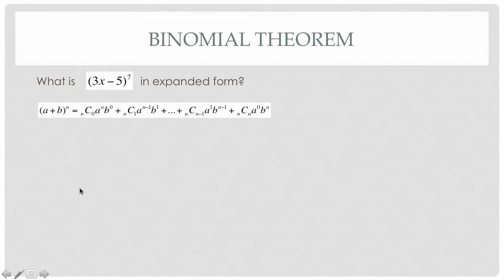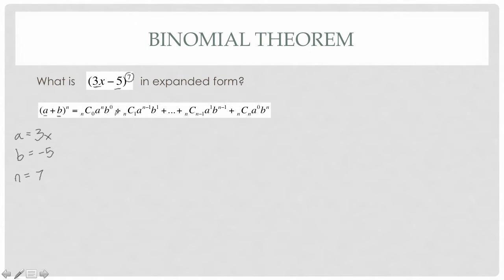To use the binomial theorem, a couple things I've got to start off with: I need to identify that a for this problem is 3 times x. My b in this problem is going to be negative 5. So anywhere I have a or b, I'm going to put 3x or negative 5 in place. Now n is the 7th power, so n, with all my combinations, is going to be 7.